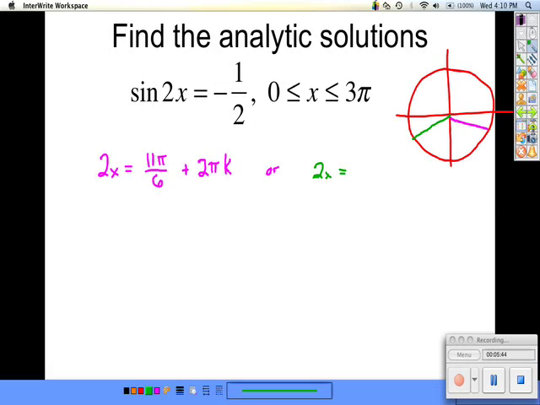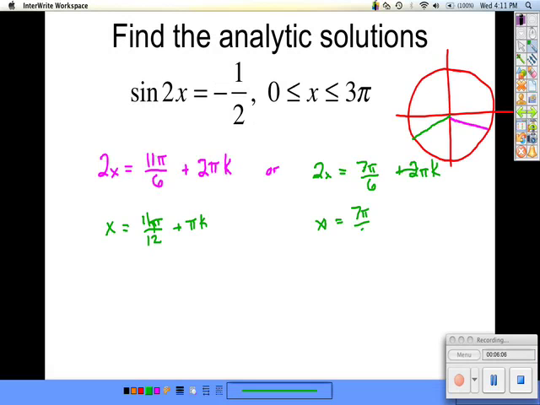To figure out what x is now, I divide both sides by 2. I get 11 pi over 12 plus this becomes multiples of pi. Or x is 7 pi over 12 plus multiples of pi again, because I have to divide everything by 2 here.